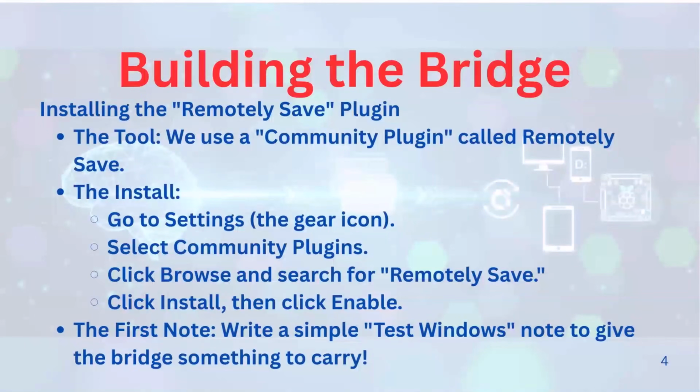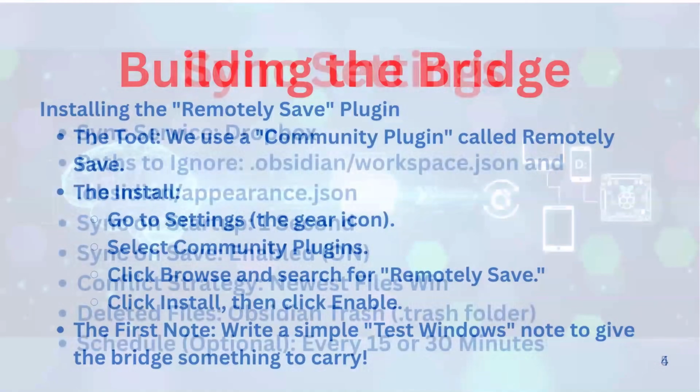Now we build the bridge using a community plugin called Remotely Save. In Settings, select Community Plugins, click Browse, search for the plugin, then install, then enable it. Finally, create a test Windows note to give the bridge its first passenger.